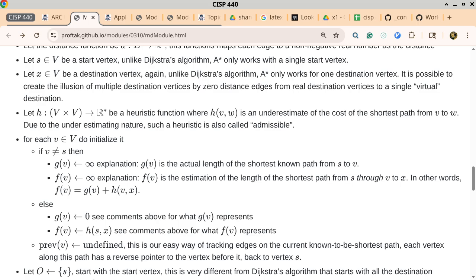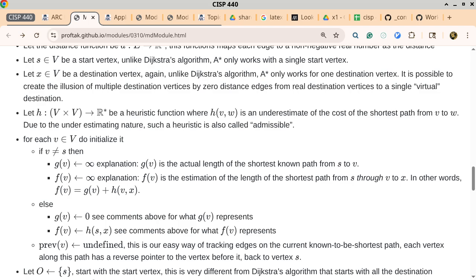So let me just pause here to make sure that we all understand what the F value is, because this is the definition of F of V. Instead of having to spell out that this is the summation of the G and the heuristic value, we just call it the F value. So I'll be understanding the meaning of the F value. Okay, all right.